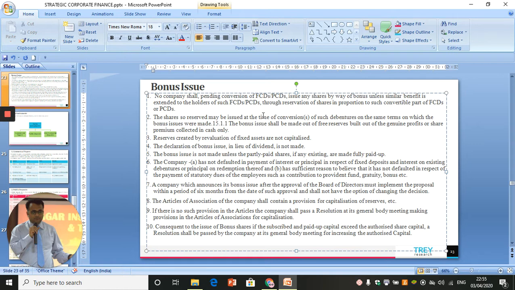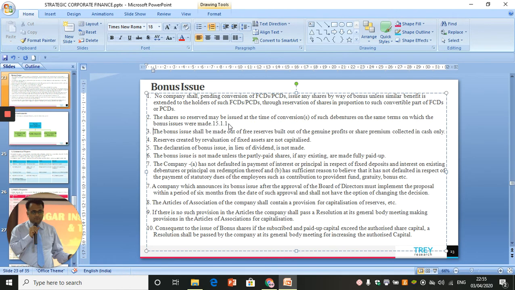See, it's mainly whenever you're going for convertible debentures, convertible debentures are to be given due importance. They are to be first of all converted into equity shares. Then only bonus shares are to be included. If you're not converting them, then they should be given the same benefit as it is given to bonus shares. Bonus shares shall be made out of the free reserves built out of the genuine profit. So it should be made only out of the free reserves. It should be made of the genuine profit and share premium collected in cash only.